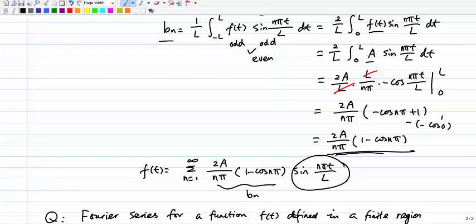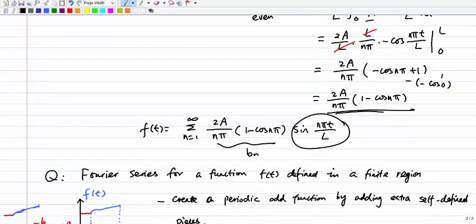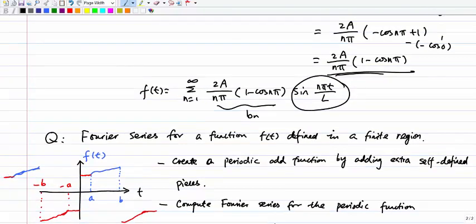Okay, now I want to talk a little bit about a Fourier series for a function f(t) defined in a finite region. It doesn't mean it's a periodic function, right? Let's say, for example, if I give you f(t), which is just defined in the area from a to b, they're all positive, for example. If I want to find a Fourier series or any sine or cosine functions to represent this function, can I do that? Yes, you can also do that. It doesn't mean you have to have a periodic function. You can also have it defined in just a finite region.